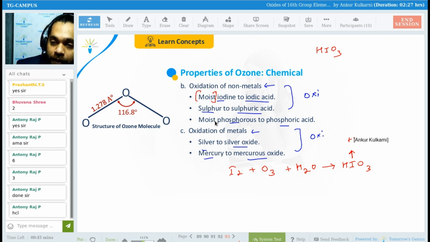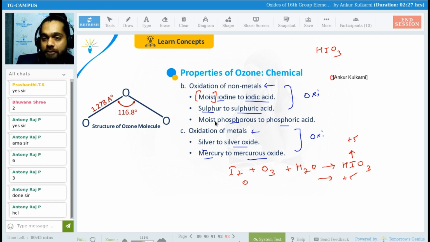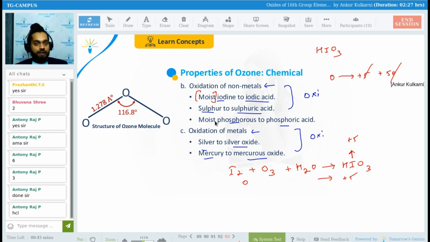Yes, it is +5. So, 0 to +5. Is it oxidation or reduction? 0 to +5. It is oxidation.